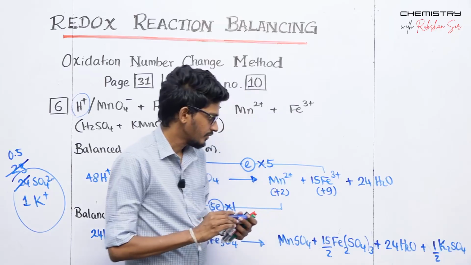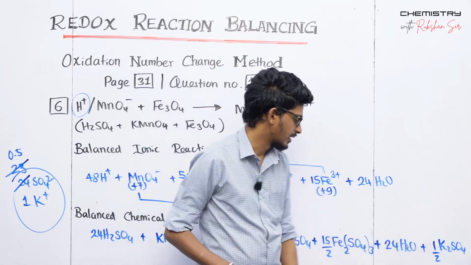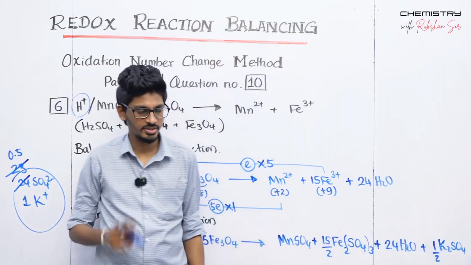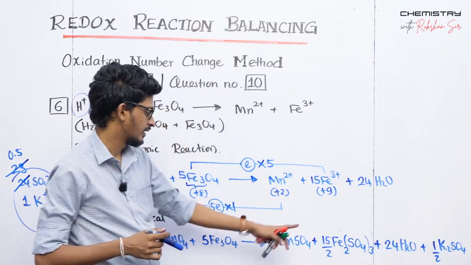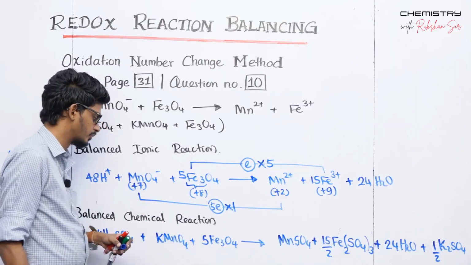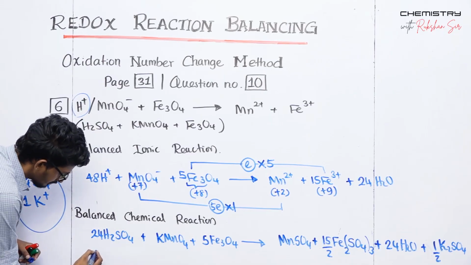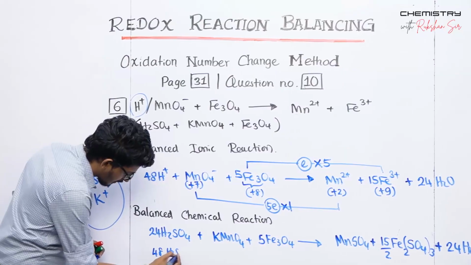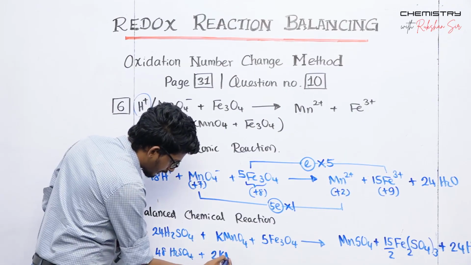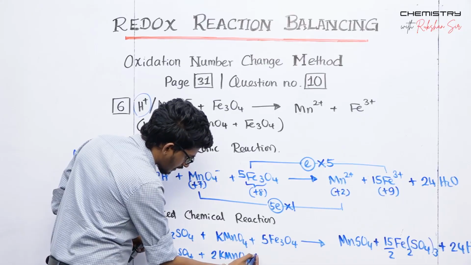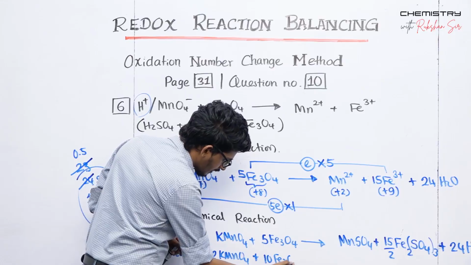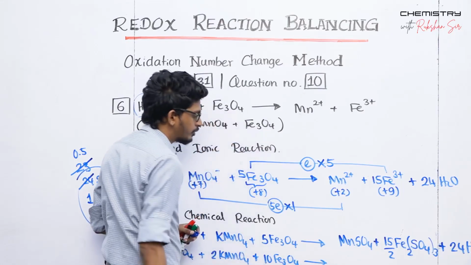So this is the balanced chemical reaction, but we are not supposed to have half values as stoichiometric values in a normal equation. So we need to multiply the whole thing by 2 to come up with the final reaction. That will give you 48 H2SO4 plus 2 of KMnO4 plus 10 of FeSO4.